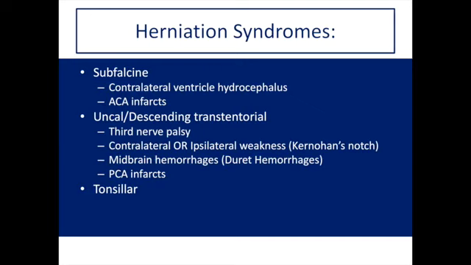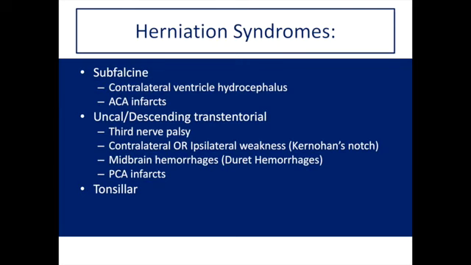However, the contralateral cerebral peduncle can also be pushed against the tentorium on the other side. So you can often get ipsilateral weakness, referred to as the false localizing sign or Kernohan's notch. Other complications of descending transtentorial herniation include hemorrhage in the midbrain, known as Duret hemorrhages, and PCA infarcts. The posterior cerebral arteries run here as well.